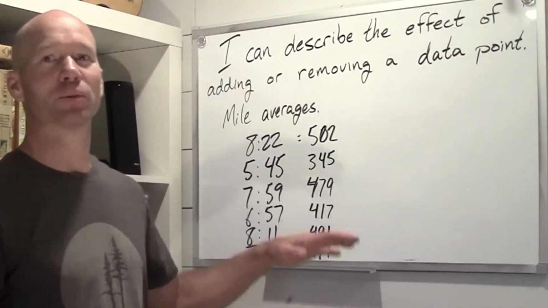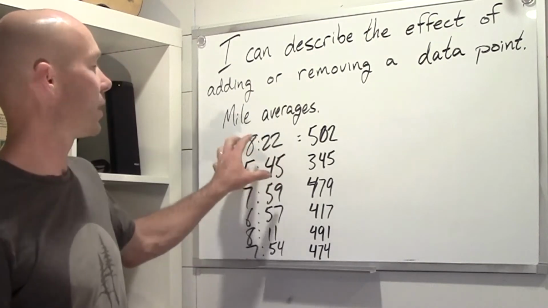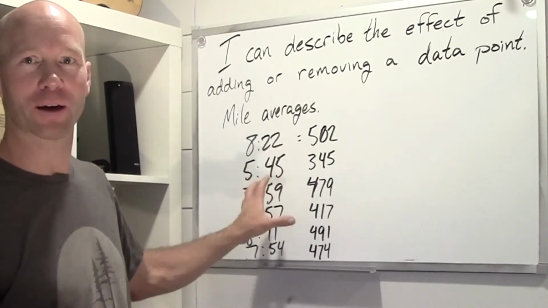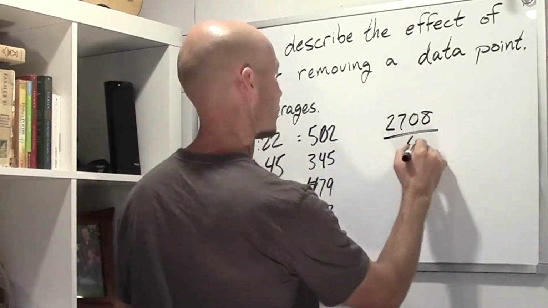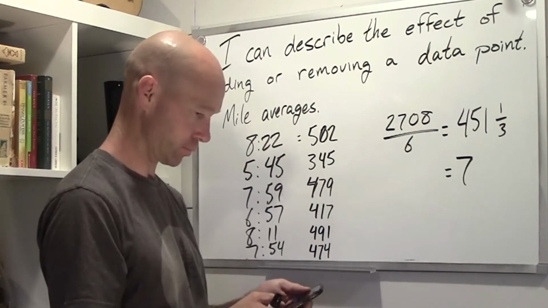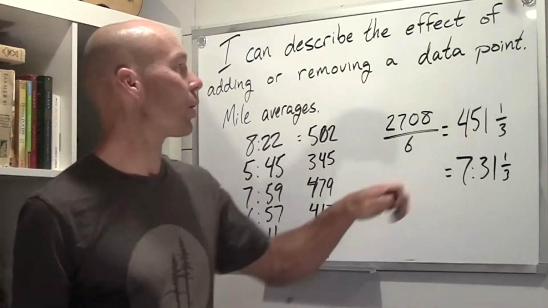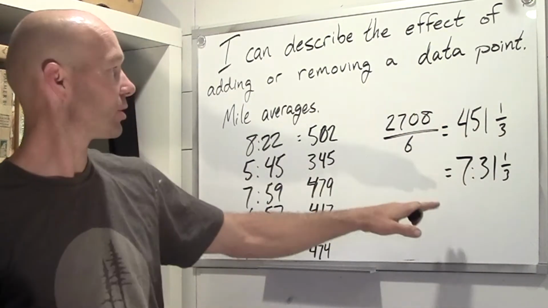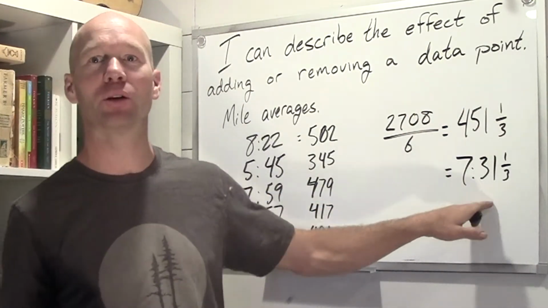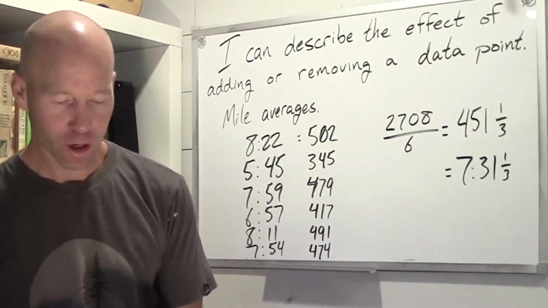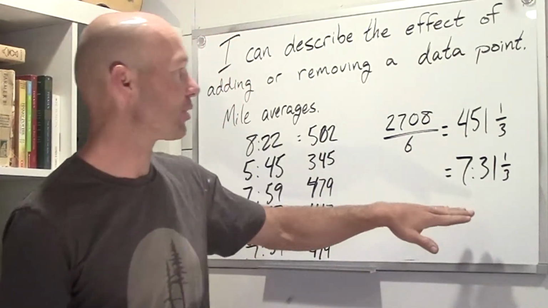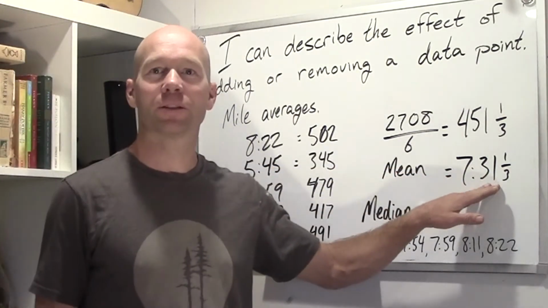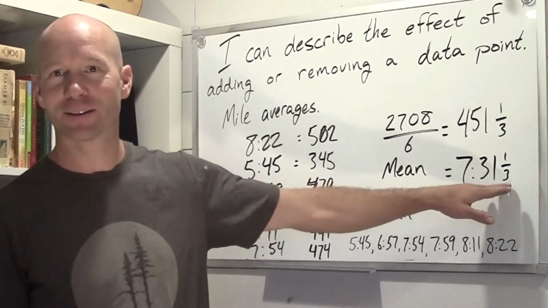All right, so the first step is we needed to convert all these times into seconds, because it's hard to add them up when we have minutes and seconds. All right, so the average time was 451 1/3 seconds, which is 7 minutes and 31 seconds and a third. So that is the average of all these times. So our mean is 7 minutes and 31 seconds.